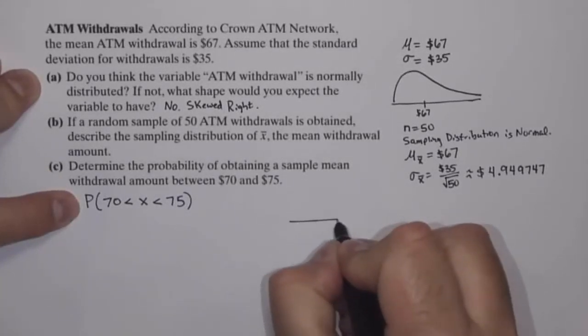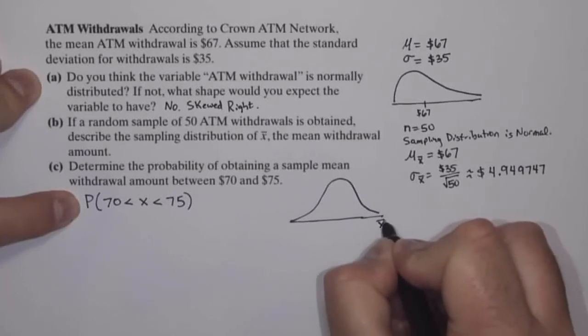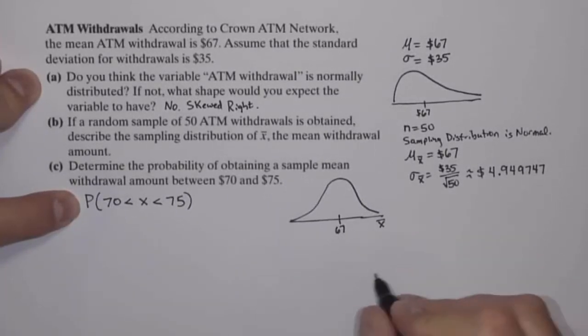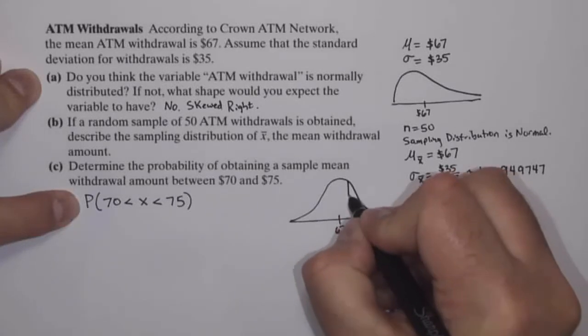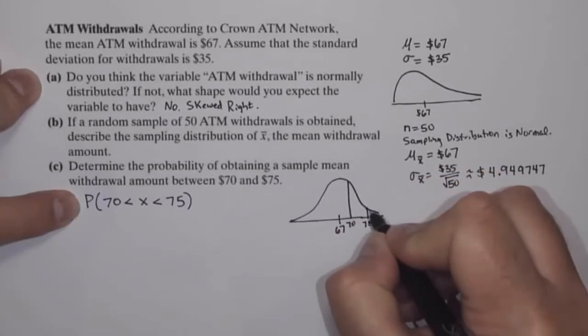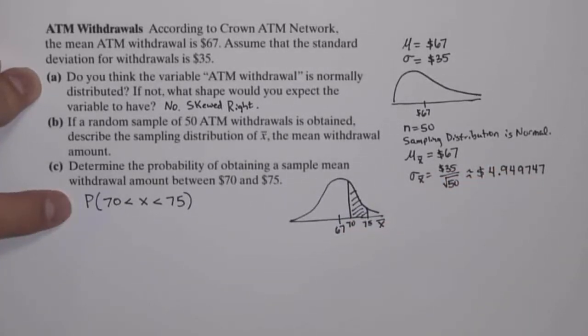So picture-wise, I have this X bar distribution. It's normally distributed. The mean is $67. Again, the standard deviation is 4.949747. So 70 is going to be around here, 75 is going to be around here, and I'm looking for that area in between.